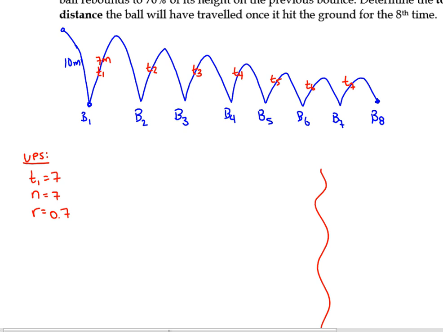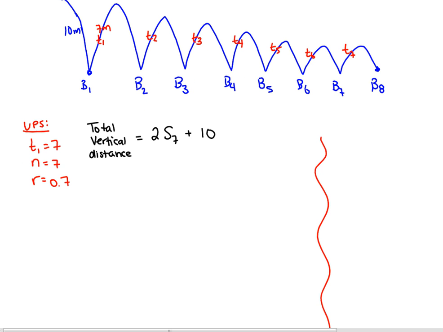So my total vertical distance formula, I know distance does not start with an S. Try that again. There we go. Equals 2 times S7, so the sum of the 7 ups times 2 plus my original 10. Okay? So we need to find S7, double it, add 10. There's our answer of our total vertical distance. Okay? So let's find S7 first.